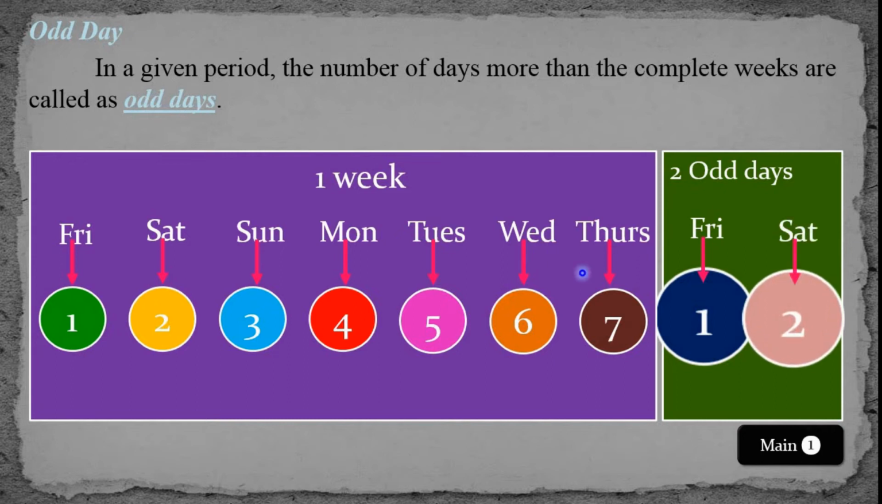Here 4 points are to be remembered. First point: the number of odd days always lies between 0 and 6. Second point: the number of odd days always falls at the end of the given period. Third point: the last date of the given period will be the last odd day. Fourth point: the starting day of the given period will be the day of the first odd day.